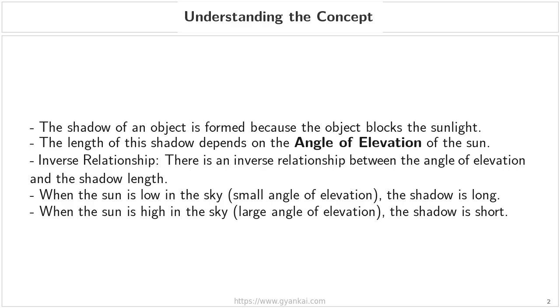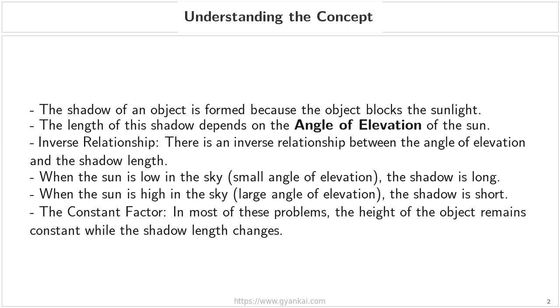When the sun is low in the sky, meaning we have a small angle of elevation, the rays hit the object at a shallow angle, creating a very long shadow. Conversely, when the sun is high in the sky, meaning a large angle of elevation, the shadow becomes much shorter.